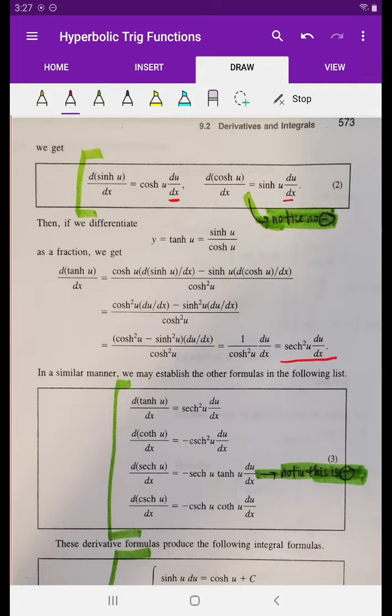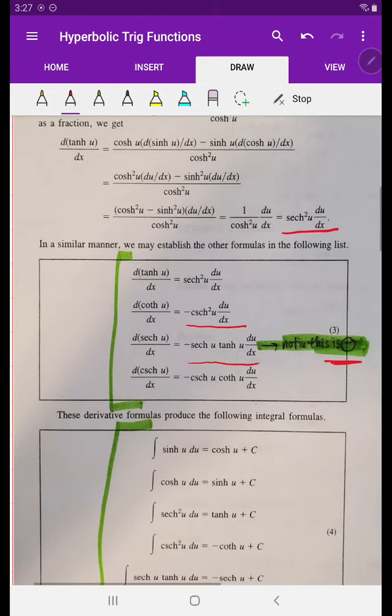And so then we can go through all of the other hyperbolic trig functions, and we can get these rules as well. So the derivative of coth is negative csch squared with du attached. The derivative of sech is negative sech u tanh u. And again, notice that that is negative there. Okay, so you've got some flipping in your signs here. And then the derivative of csch is negative csch coth. And all of these have the derivative of u attached to it.